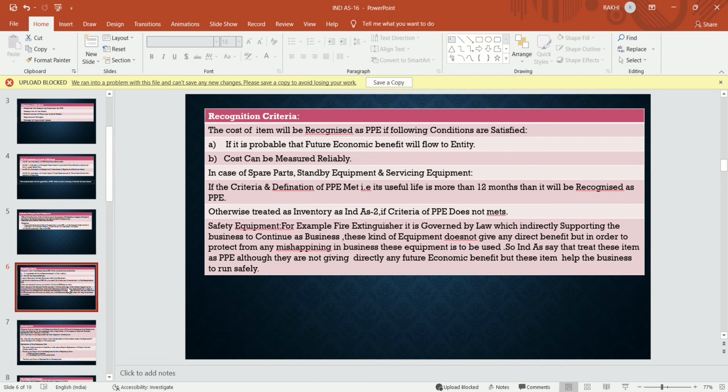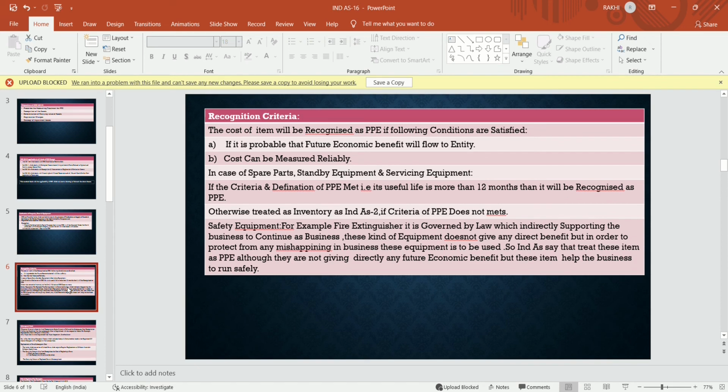Let us take the example of a fire extinguisher. Why is a fire extinguisher to be used? It is not used for production purpose. It is not used for supply of goods and services. It is not used for renting purposes, and it is not used for administrative purpose. So it is not satisfying the definition of property, plant and equipment.